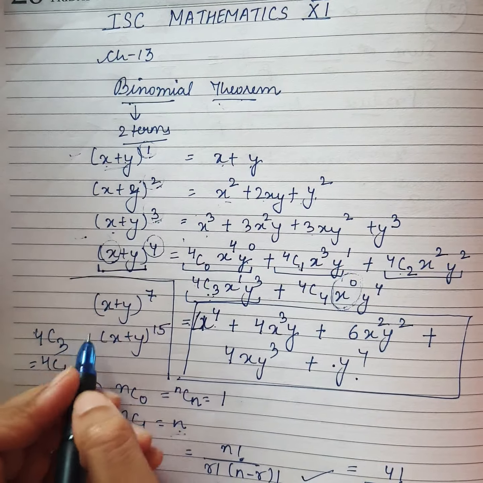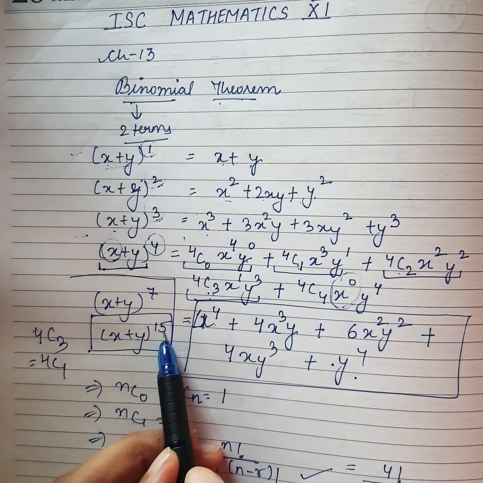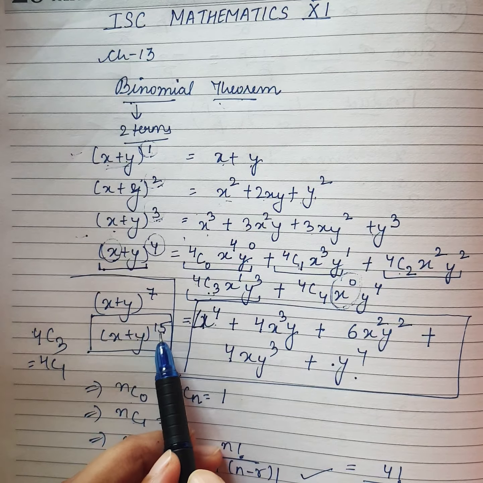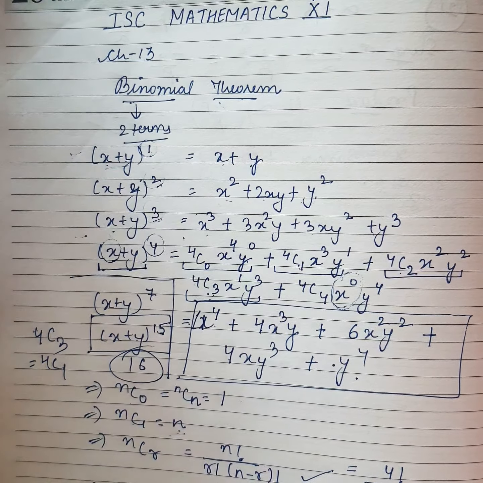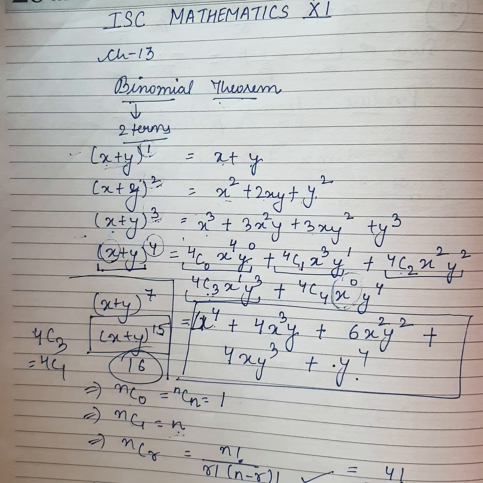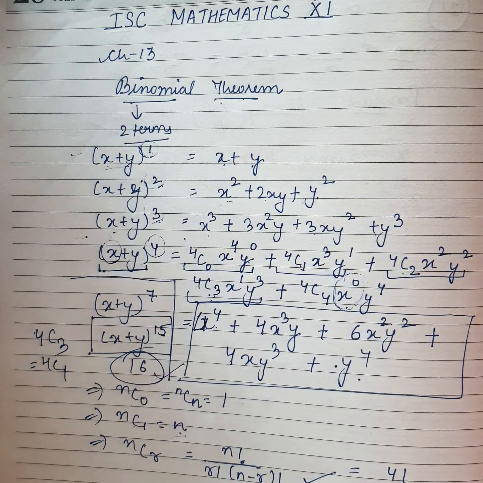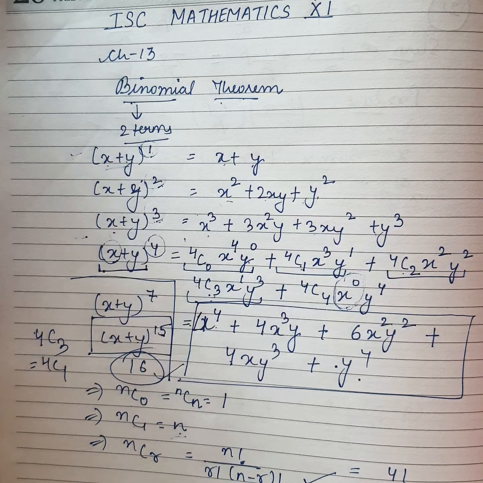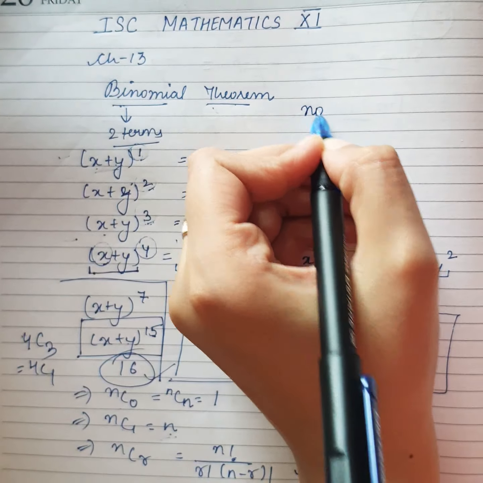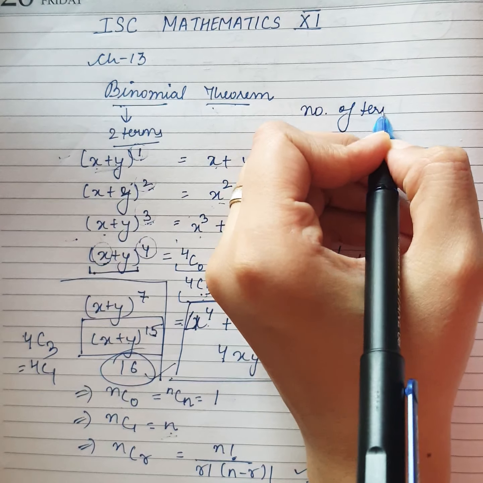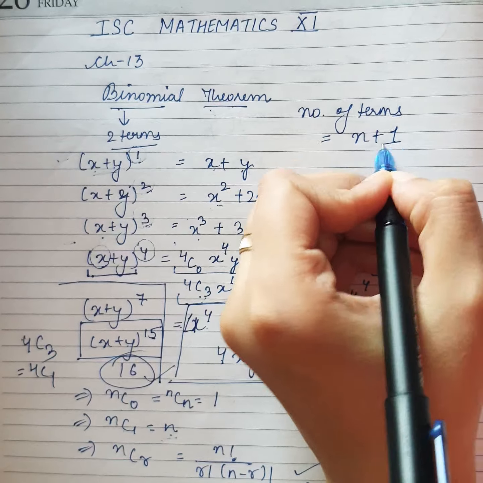So for any random expansion, suppose I am talking about x plus y raised to the power 15, the number of terms will be 15 plus 1, 16. Without actually expanding, I can find the number of terms in any binomial expansion. So the number of terms in any binomial expansion will be n plus 1.